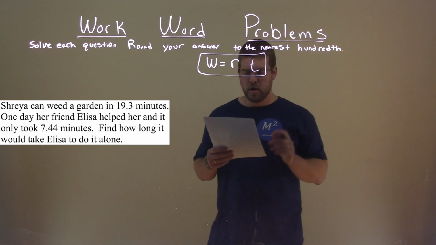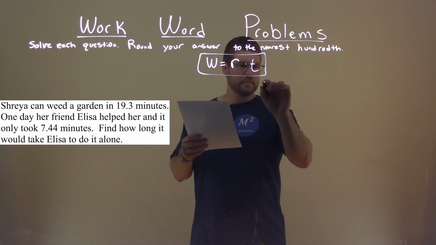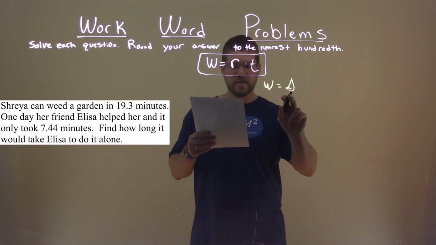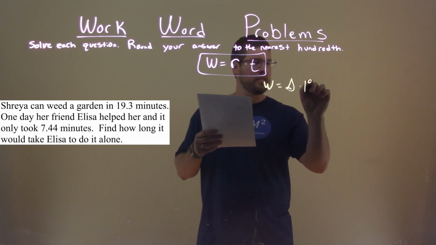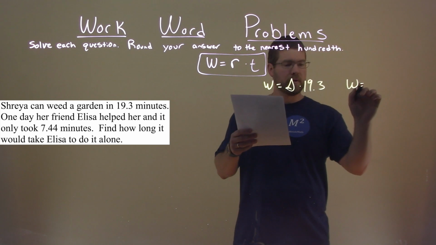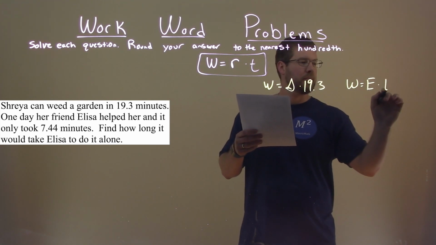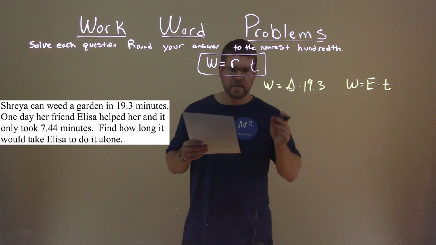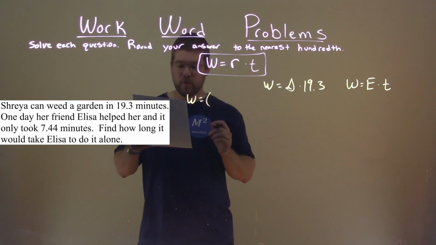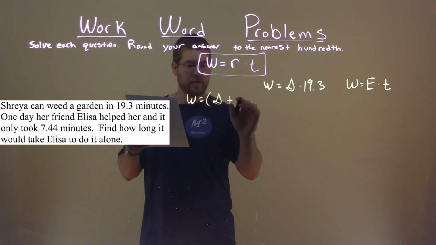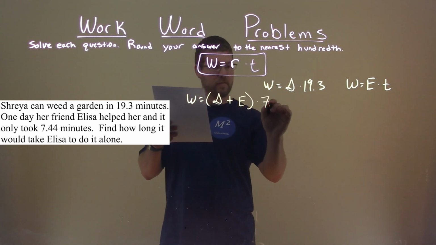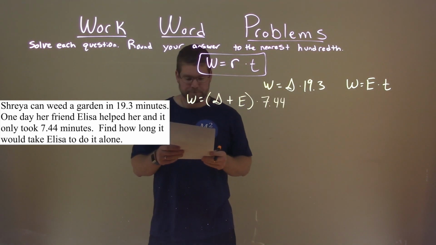Okay. Well, we know the work of weeding the garden, both being W here, takes Shreya her rate times 19.3 minutes. Eliza, we don't know, so the same work is Eliza's rate times her time. Now they tell us that if they did the same job of weeding the garden together, it takes them 7.44 minutes. So we add their work rates together, S plus E, times that work time of 7.44 minutes.